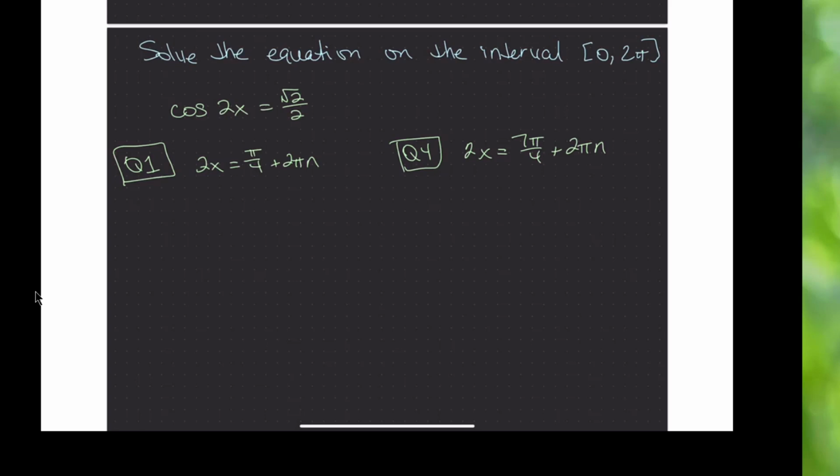So we need to solve it for x. So let's go back to quadrant 1. How are we going to solve this for x? How do you get x all by itself? Divide the whole thing by 2. Yeah. Okay, so if I divide this side by 2, I got to divide this side by 2. The 2's are going to cancel. X equals, and if it helps, write these separately, right? So we have pi over 4 divided by 2, plus 2 pi n divided by 2.